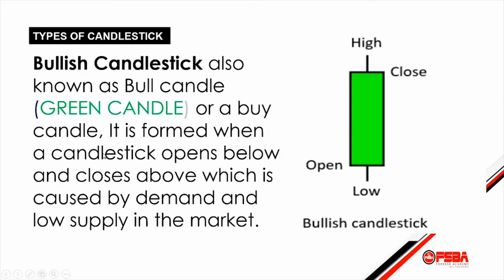It is formed when a candlestick opens below and closes above, which is caused by high demand and low supply in the market. So there is high demand, a lot of people are buying around this level. They now push the market up to this level, but this was the high of that commodity for that day, and this is the low for that day. So this is a bullish candlestick.